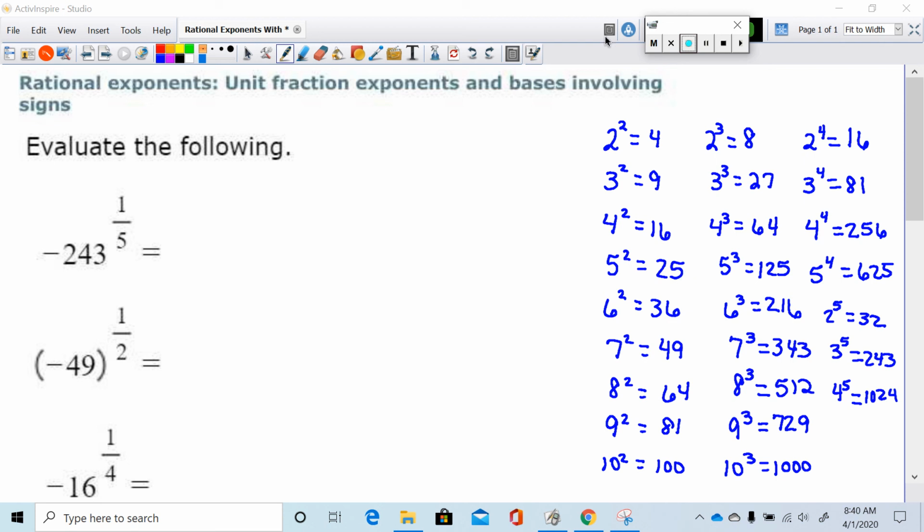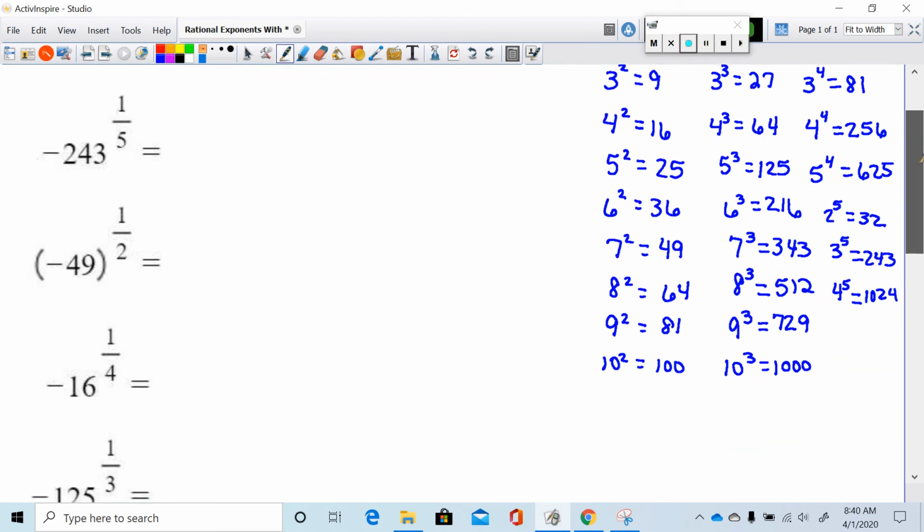Rational exponents, unit fraction exponents, and bases involving signs. Evaluate the following. So evaluate means get an answer basically. So we are going to take these and solve them. So here's what you have to do.